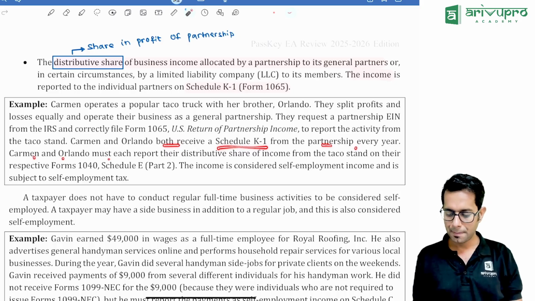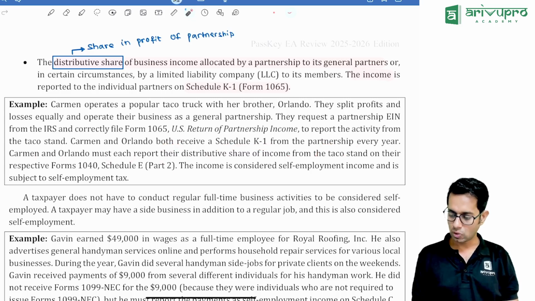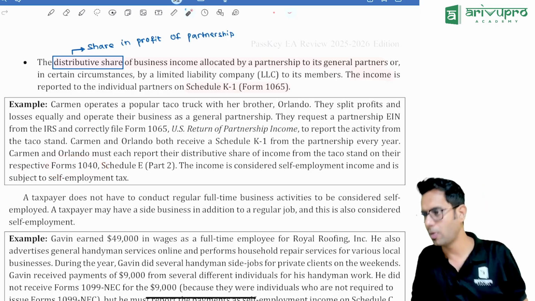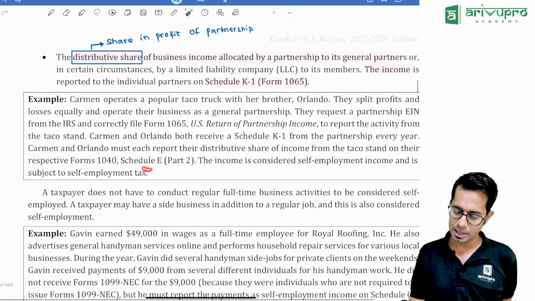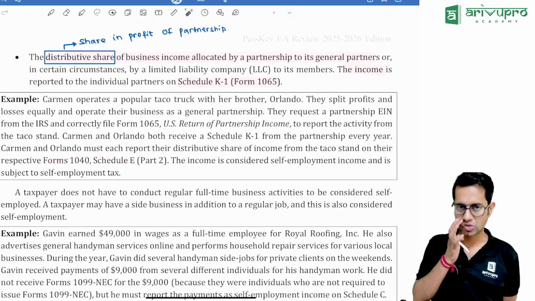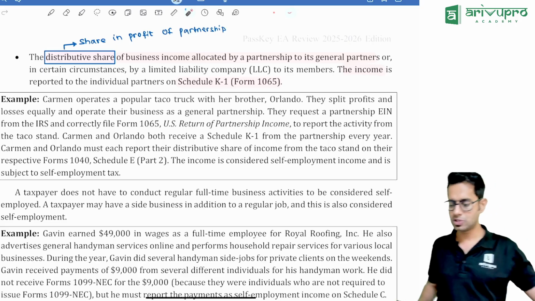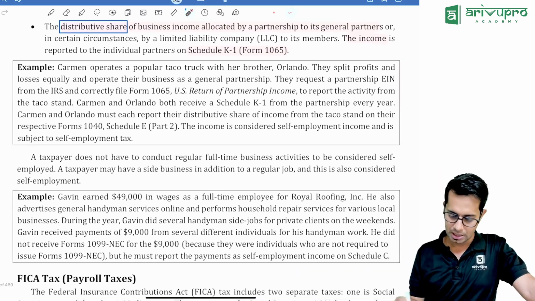C and O must each report their distributive share of income from the taco stand on their respective Form 1040. So when they are filing their Form 1040, they are required to report it in which schedule, sir? Schedule E. The income is considered as self-employment income and is subject to self-employment tax. So whatever income you are receiving will be treated as your self-employment income and is going to be taxed as your self-employment income.